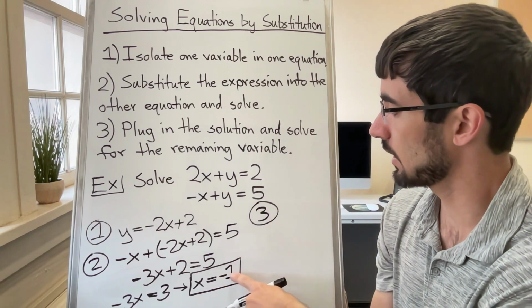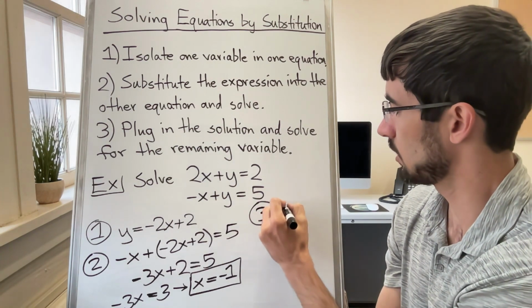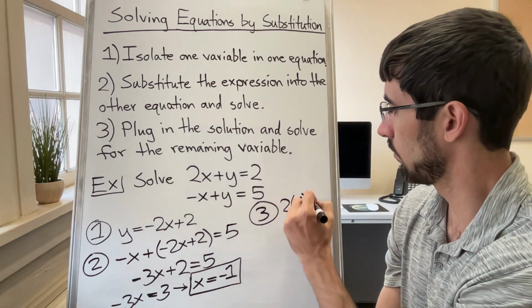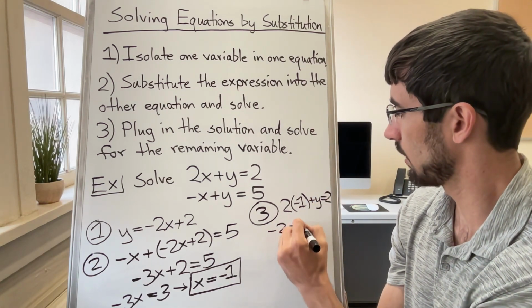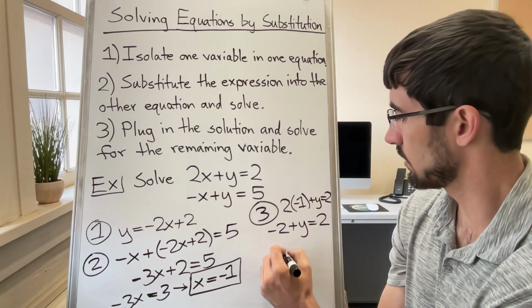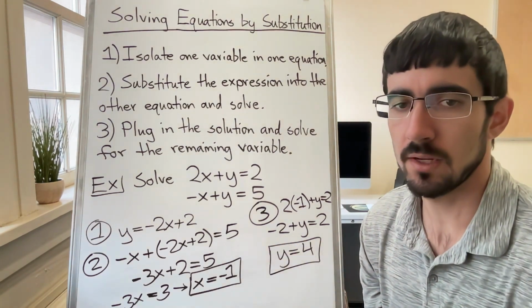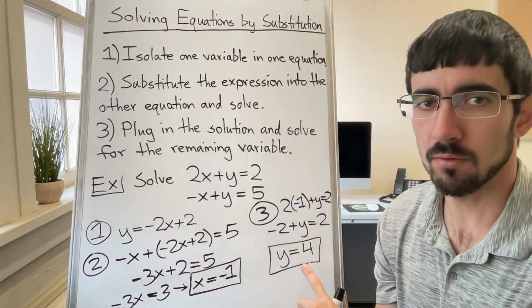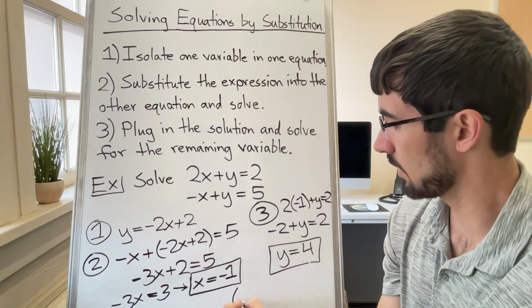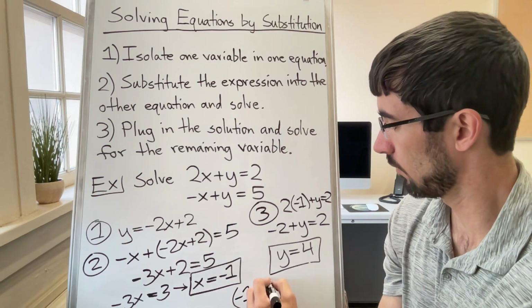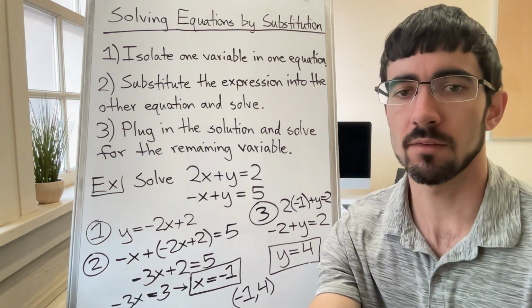So step 3, I take x equals negative 1. I can plug it into any equation up here. I'll just choose the first equation, and I get 2 times negative 1 plus y equals 2, which means negative 2 plus y equals 2. Add 2 to both sides, y equals 4. So we've reached a solution. x equals negative 1, y equals 4. You could write that solution either as two different values like this, or as an ordered pair, negative 1, 4, because it represents the point of intersection of these two lines.